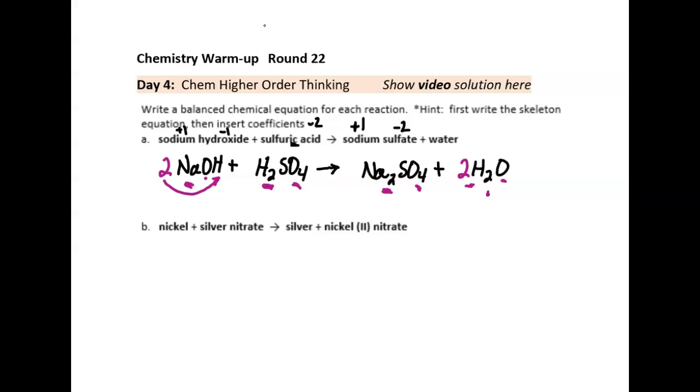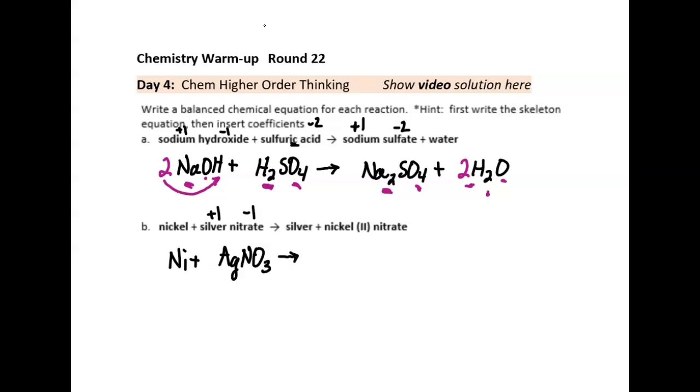Okay, now question B. Nickel, that's Ni. Plus, now remember, leave a little space after the plus in case you need to put in a coefficient number later. Next is silver nitrate, AgNO3. Silver is a +1 charge, nitrate has a -1 charge. Again, use any charts that you might need from your notebook to know those charges.